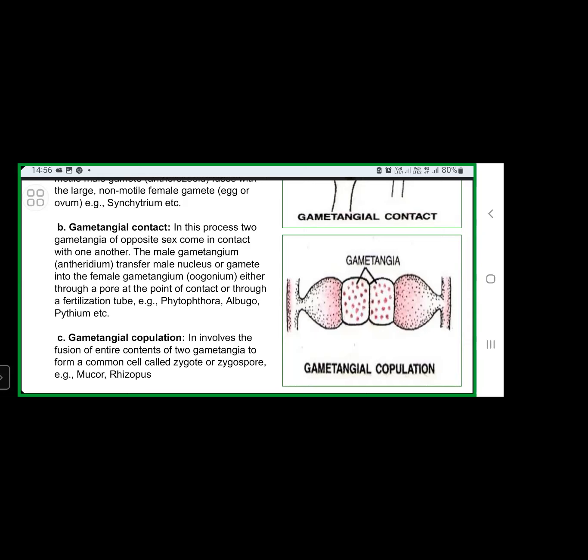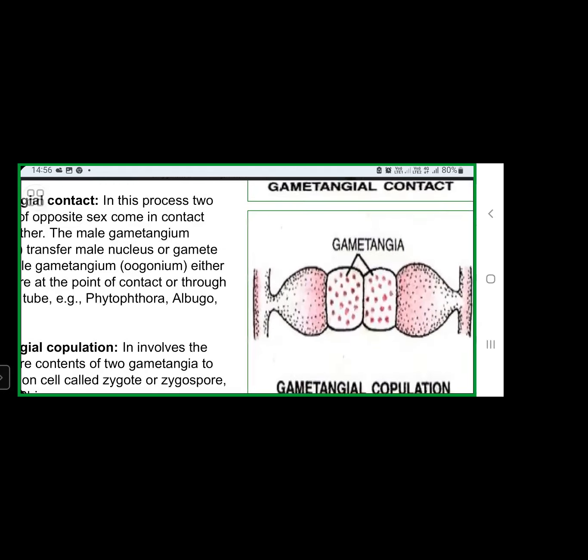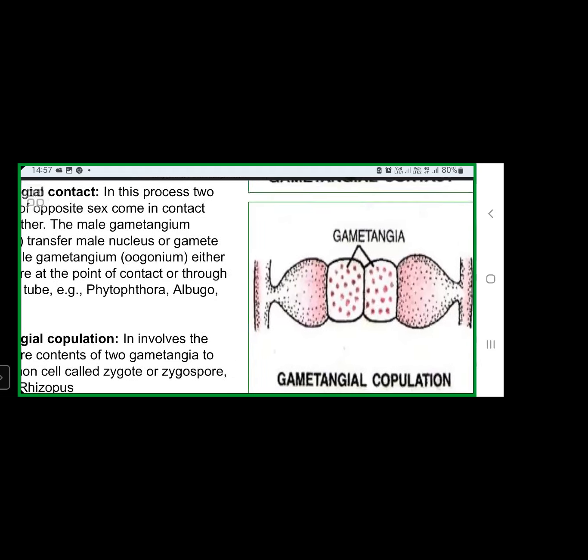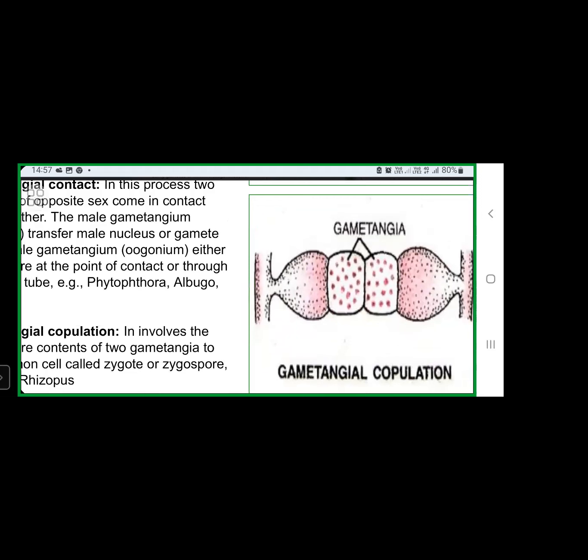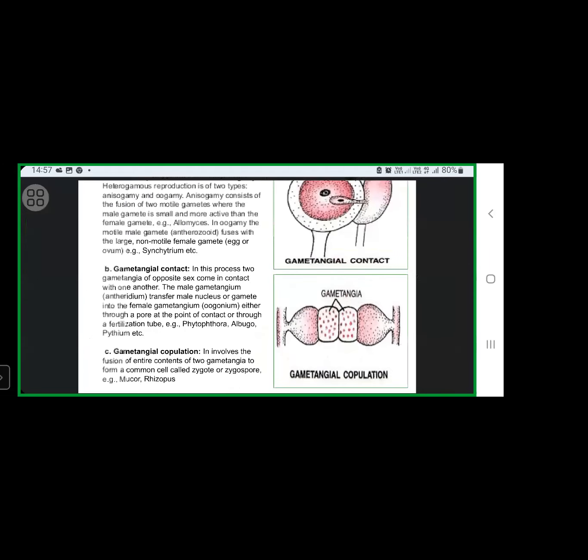You will see this zygospore formation in Mucor and Rhizopus species. In Mucor, you can see this zygospore formation, and in Rhizopus also, you can see this zygospore formation. This zygospore formation will take place due to gametangial copulation. This is about the third type of sexual reproduction.